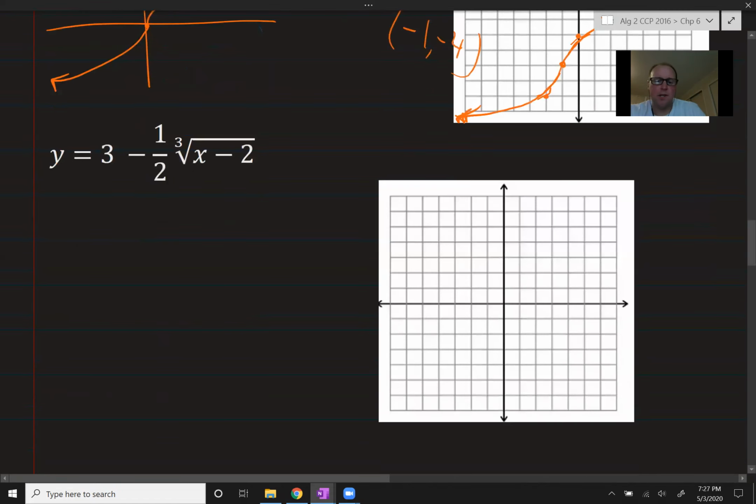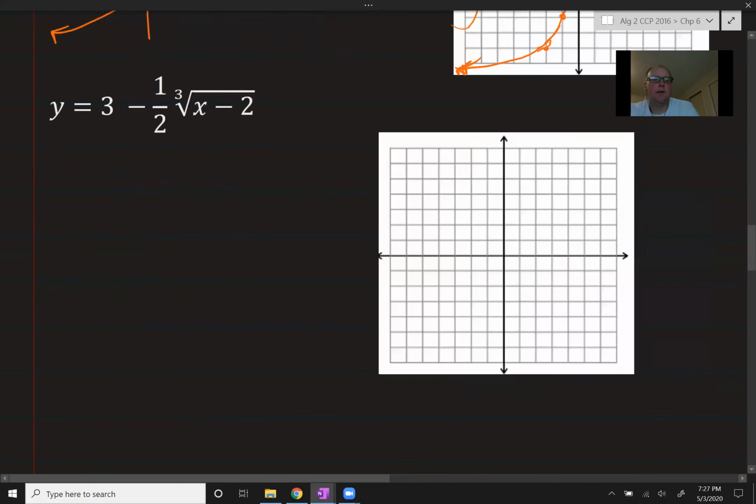All right, now these things start to get a little bit weird, because, you know, sometimes if I didn't type it, if I hand wrote it, you wouldn't be able to tell where the end of this thing is. So often what you'll see is all these things get flipped around. So this plus 3 over here actually means that you're going to move the graph up 3.